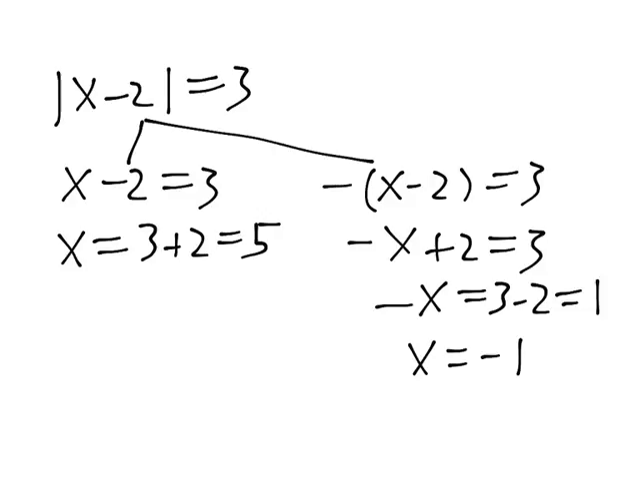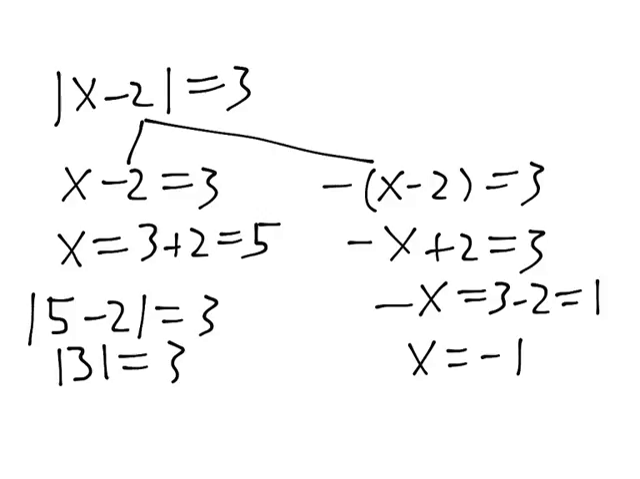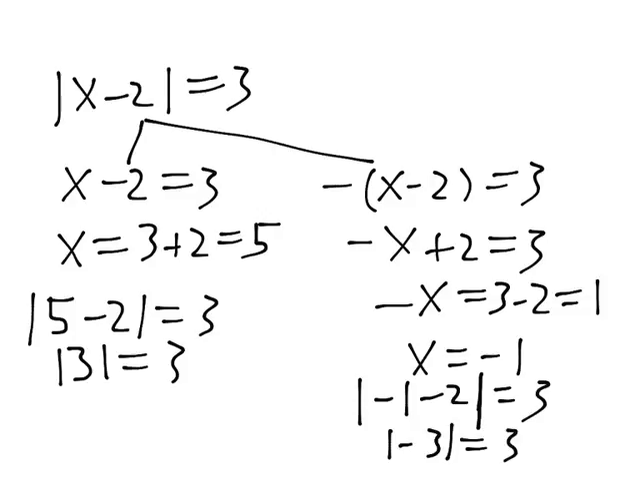So if we plug 5 into this equation, we have absolute value 5 minus 2 equals 3. 5 minus 2 is 3, and absolute value of 3 is equal to 3. So 5 is a good solution. Now in the other case, at x equals minus 1, we have absolute value of minus 1 minus 2 equals 3. Minus 1 minus 2 is minus 3. So this is equivalent to saying absolute value of minus 3 equals 3. This is also true. So 5 and minus 1 are indeed solutions.